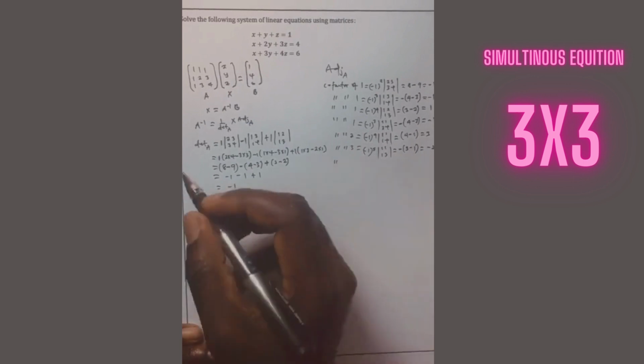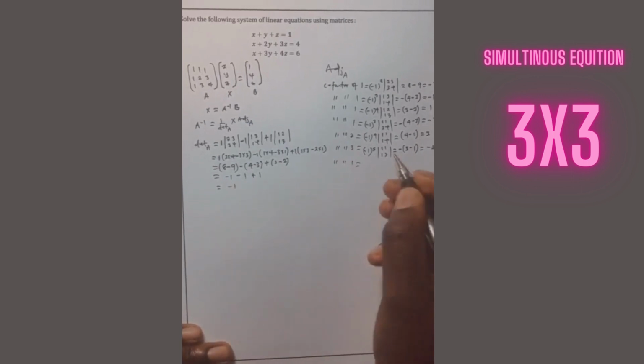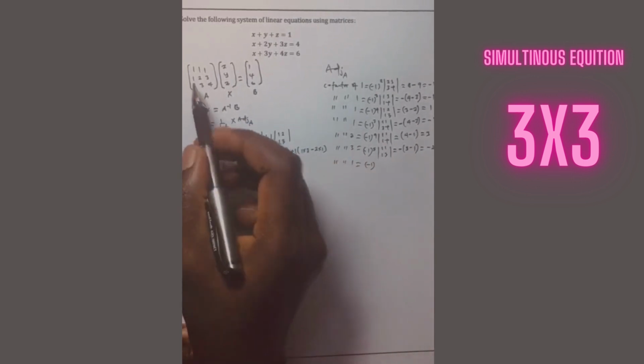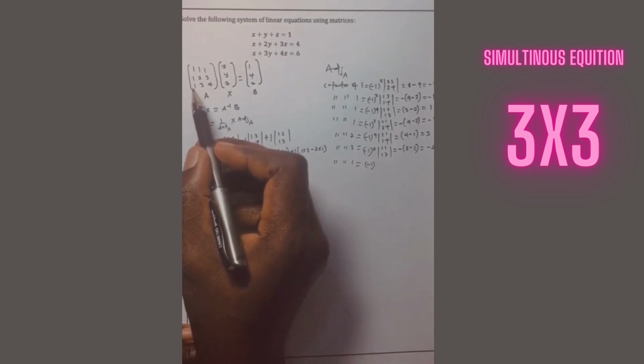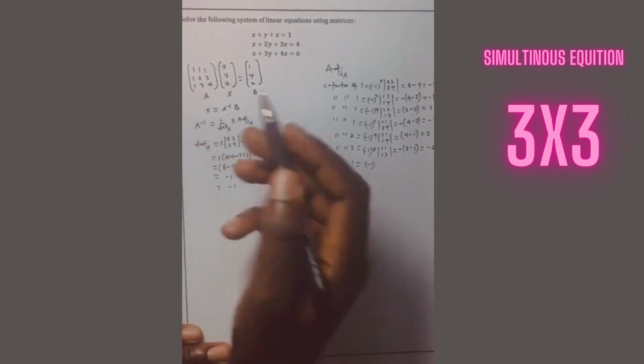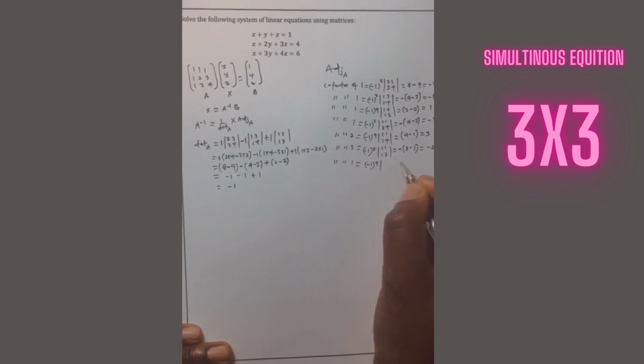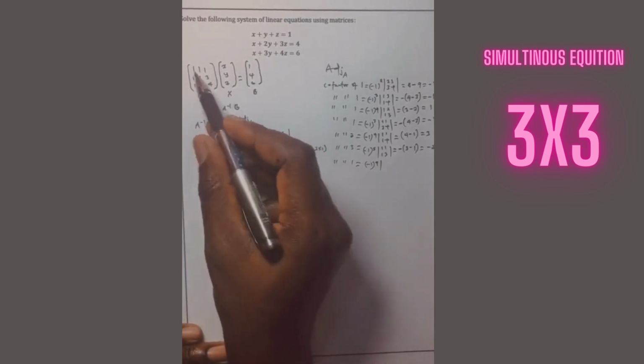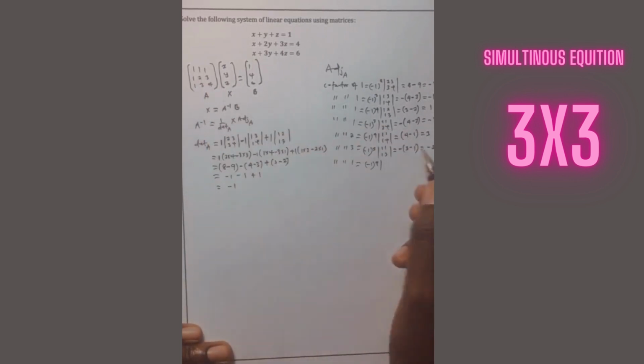And the next one is 1. Negative 1 raised to power. 1 is in row 3, column 1. So that is a power of 4. When you cover its row and its column, you have 1, 1, 2, 3. So that is the same as 1 times 3, which is 3, minus 1 times 2, which is 2. So that is 1.